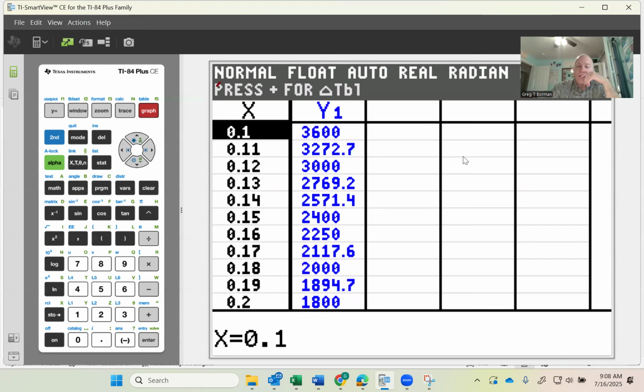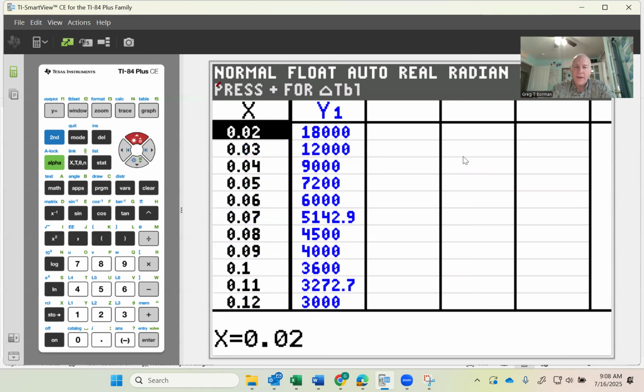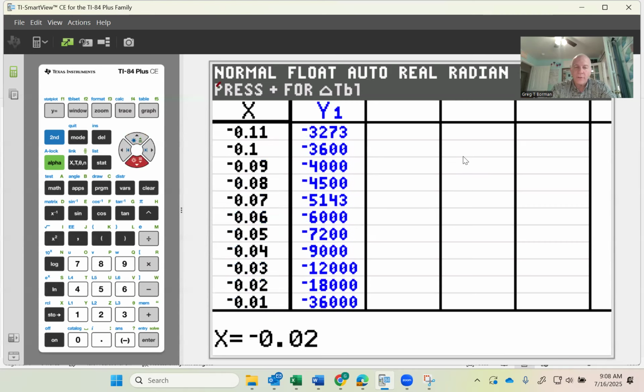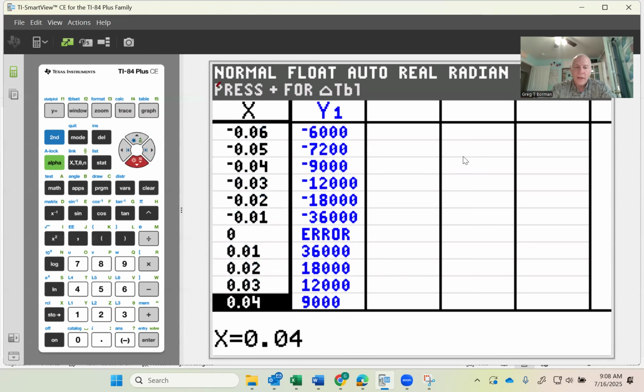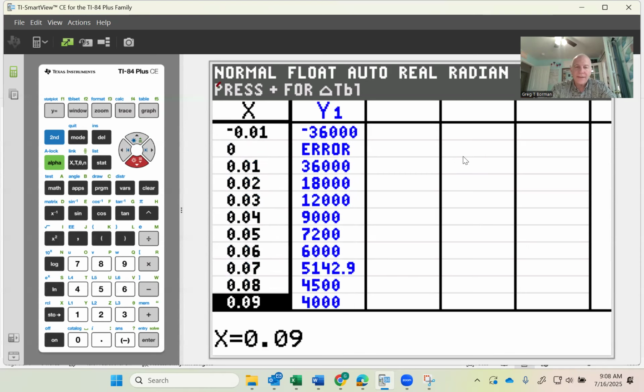And notice, as x gets close to that vertical asymptote, as x gets close to 0, notice what's happening to the y values. They're getting bigger very fast. Whoops. Oh, a little too fast there. I guess I didn't do that as well as I wanted.